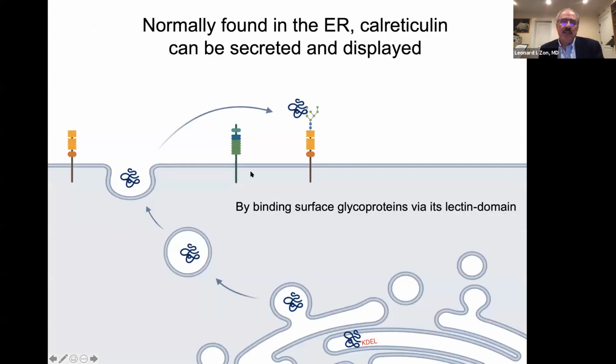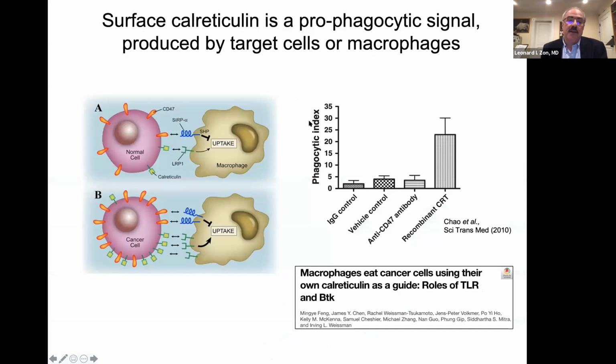So calreticulin is mostly an ER protein, and it has a KDEL sequence on it. The KDEL sequence can actually be cleaved off, and when that happens, calreticulin appears on the surface of cells. It can then bind to receptors on the surface of the cells and be displayed. And this can become a recognition sequence for an eat me signal.